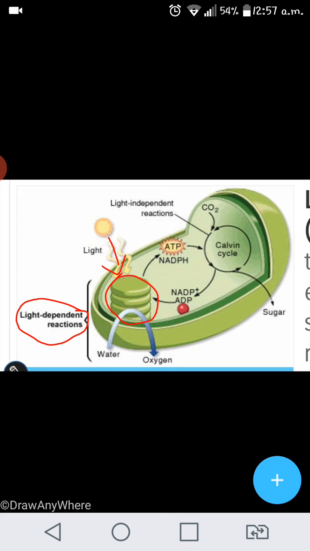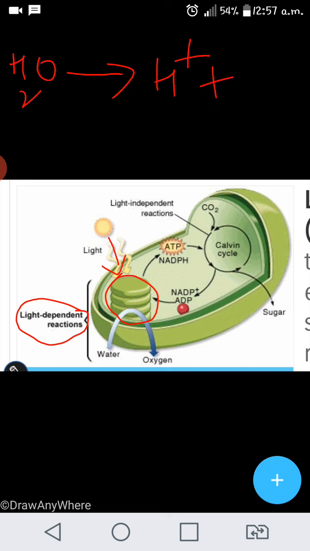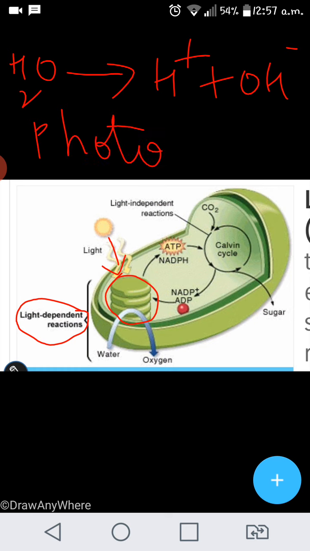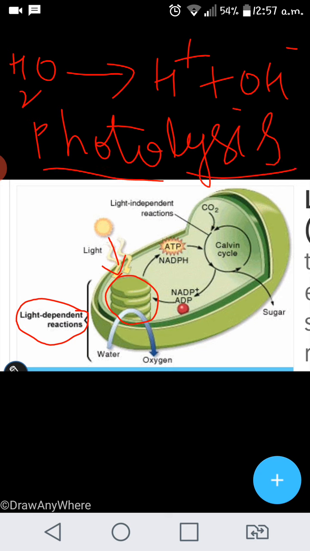The absorbed light energy in the form of photons is used to split the water molecule into H plus and OH minus ions. This reaction is called photolysis reaction. What is it called? Photolysis reaction. Here photo means light and lysis means breaking. So light is breaking the water molecule, hence it is called photolysis reaction. And it is also called Hill's reaction because this reaction was discovered by Robert Hill.